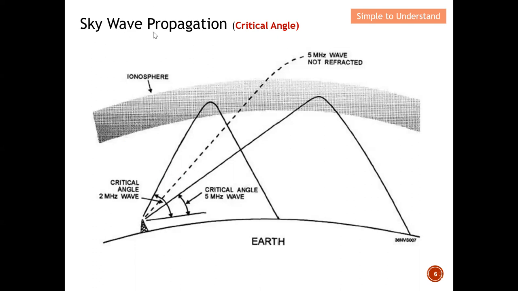In short, for skywave propagation, not only the density of the ionosphere, but also the critical frequency and also the critical angle matter. So in short, these three parameters are key to determine whether the skywave propagation can be a success, which means that whether the electromagnetic wave can be reflected back to the Earth depends on these three critical parameters. One, the density of the ionosphere, two, the critical frequency, and last but not least, the critical angle.